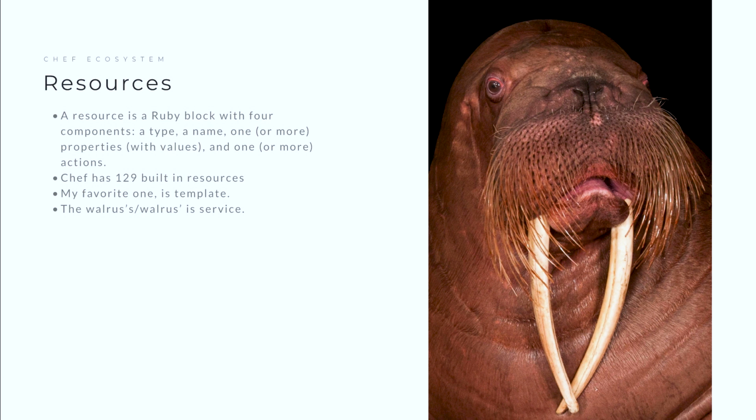So a resource is a Ruby block. Nate gave a talk yesterday, and he was talking about using different kinds of resources. It's a Ruby block with four components: the type, a name, one or more properties with values associated with it, and one or more actions. You can think of them as functions.